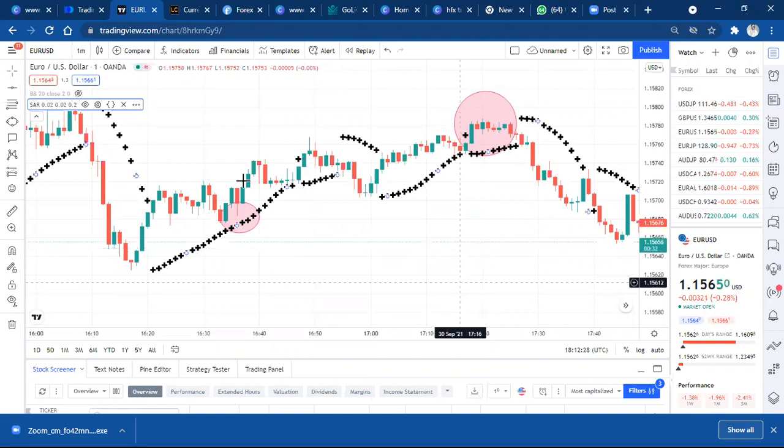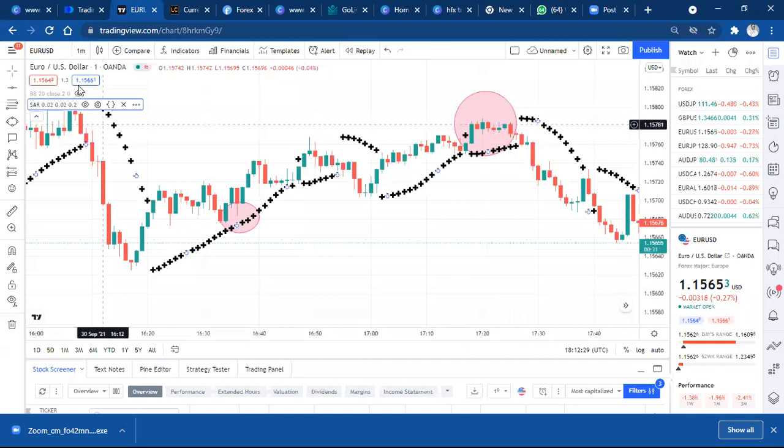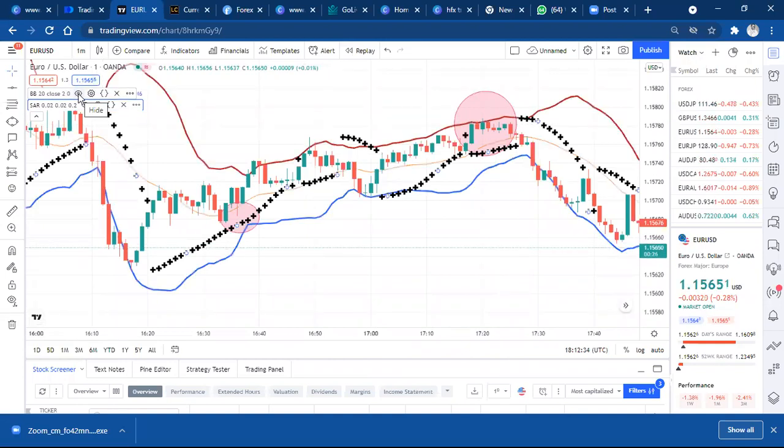So when you combine parabolic SARs with, say, Bollinger Band, that's two indicators telling you what trend the market is going. But you know, you don't want to combine two trend indicators with each other. You want to combine a momentum indicator with a trend indicator so that you're looking at the trend and you're looking at the momentum. All right, because these guys will just be telling you the same thing.